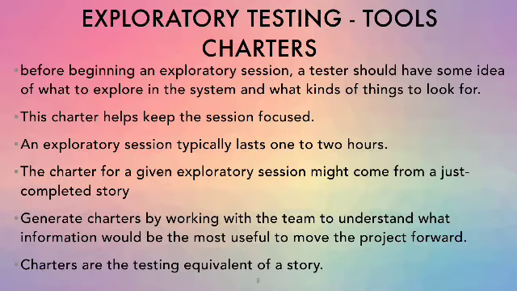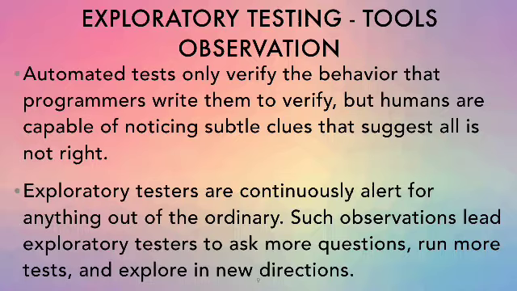The next major tool is called the observation. Automated tests only verify the behavior that the programmers write them to verify. But humans are not so. They are capable of noticing subtle clues that suggest all is not right in your software. So exploratory testers are continuously alert for anything out of the ordinary. They observe things, and these observations lead exploratory testers to ask more questions. They help us to run more tests and explore in new directions.